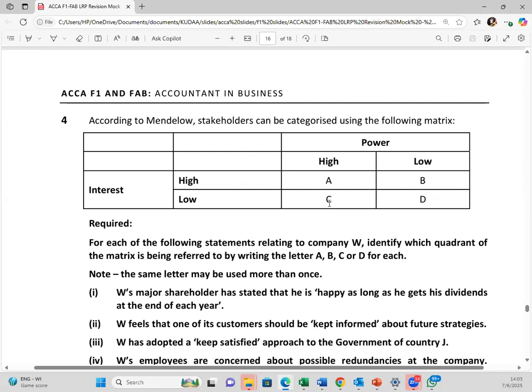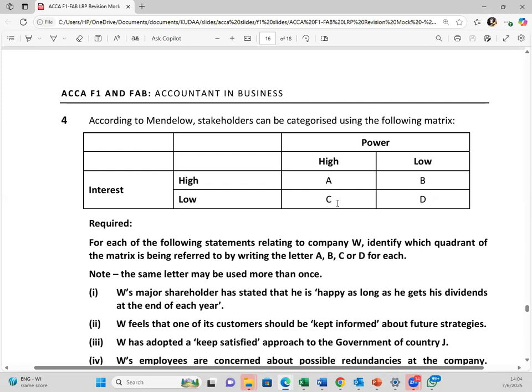So they are capable of becoming key players. These ones, we need to keep them satisfied. So if they are not satisfied, they become key players. They become interested in your business. If you're not following the laws, they want to understand why the business is not compliant.